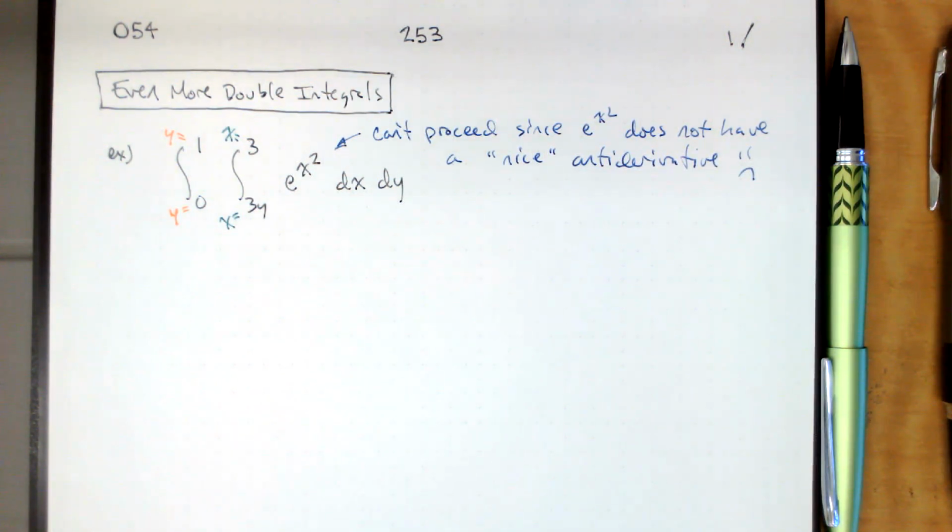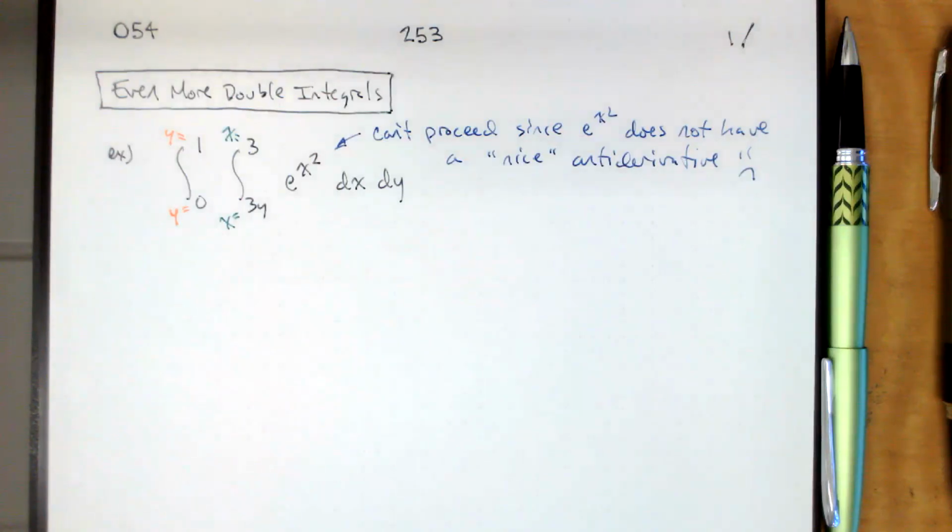So our strategy here would be to look at this region, and instead of writing it as a dx dy integral, write it as a dy dx integral. Because if we integrate a dy dx integral, the first thing we would do is integrate e to the x squared with respect to y. So that would be easy because e to the x squared is just constant with respect to y. Good question.